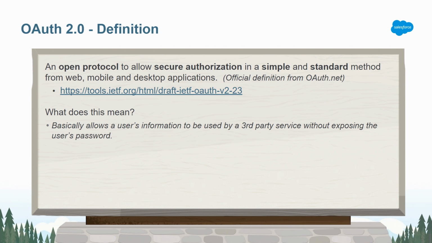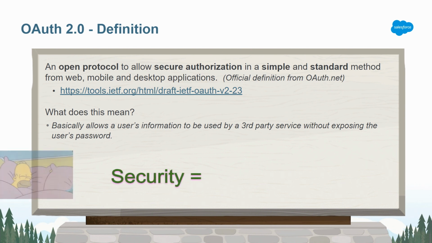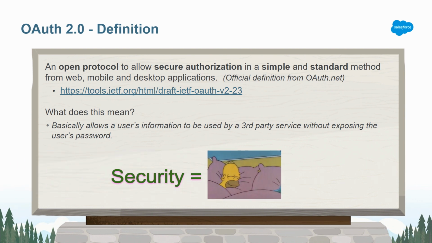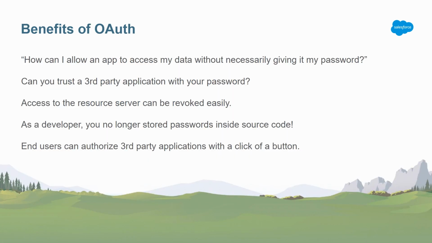So what does this mean in simple terms, right? What this means is that if I have data in application B, application A can actually access my data in application B without necessarily having my password. In other words, for an admin or for someone with security, this results in peace of mind because your password is not being given out to that other application which needs access to your data. So what are the benefits of OAuth then, right?